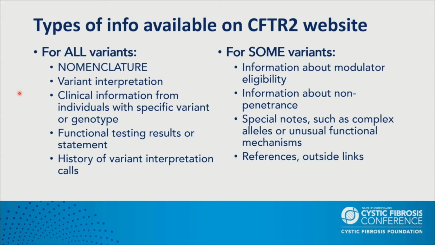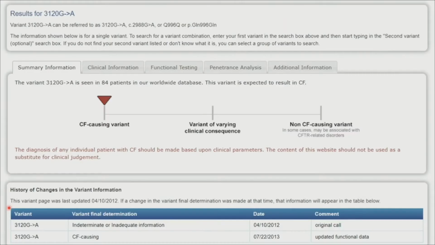We'll also tell you what the variant does, whether it causes CF or not. We'll provide clinical information from individuals with that variant, any sort of functional testing results if we have them, or a statement about functional testing, and then our history of interpretation or final calls on the variants. And then for some variants, we also have additional information on modulator eligibility, non-penetrance, which, don't worry, I'm going to explain that very genetics-y term in a few slides, and then additional special notes, if necessary, about complex alleles or really unusual aspects of a variant, and then some references.